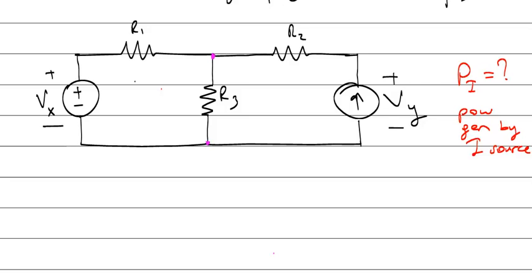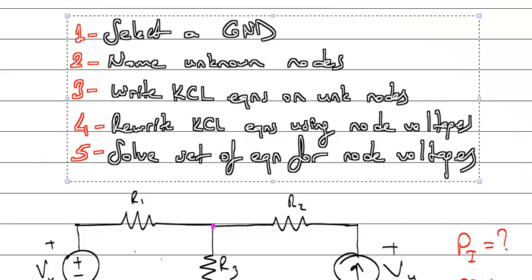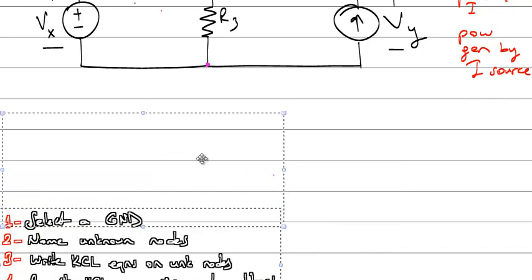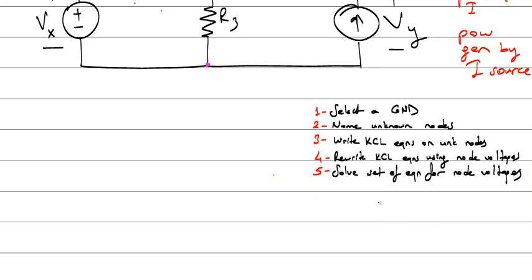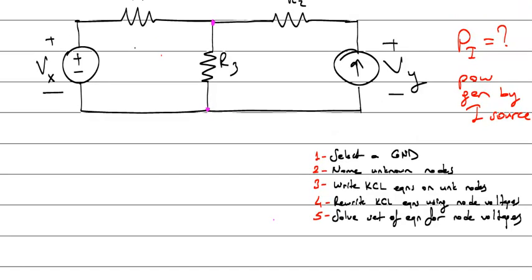Step 1. Let me copy the steps. Step 1. Select the ground. Many times the negative side of voltage source is a very proper point for a ground. It makes your calculations easy. So I select this point, and this point are the same points. Step 1 is okay.